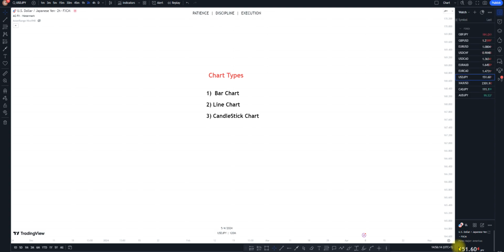We have a lot of traders that use bar charts, those that use line charts, and those that use candlestick charts. The first one we'll be looking at is the bar chart. How does the bar chart look? The bar chart looks like a stick or a bar with two short handles on both sides, or you could say two short knobs on both sides.